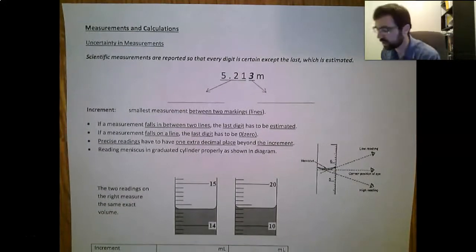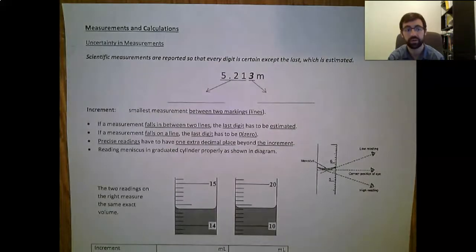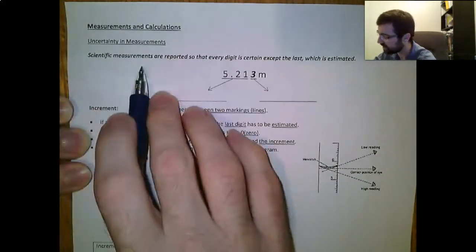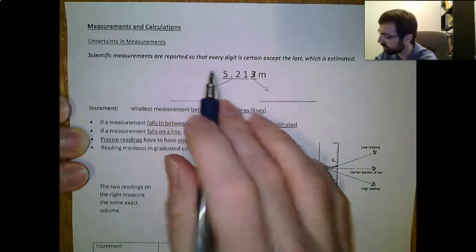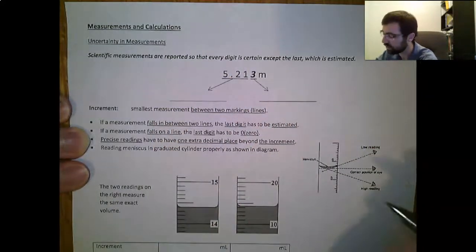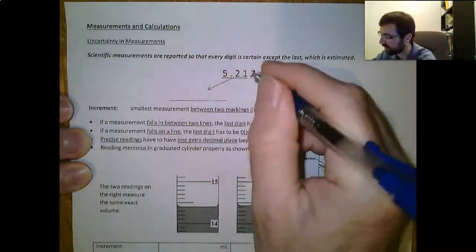All right. Measurements and calculations, we've talked about this in pre-AP chemistry, but we're going to go just a little bit deeper, and I think this is an important review. First, we want to talk about uncertainty in measurements, which we did last year, but it's just an important reminder. When we're taking measurements in science, scientific measurements are reported so that every digit is certain except the last one, which is estimated. So if we look at all of these numbers, there's only one of these that is estimated, and it's the last one.